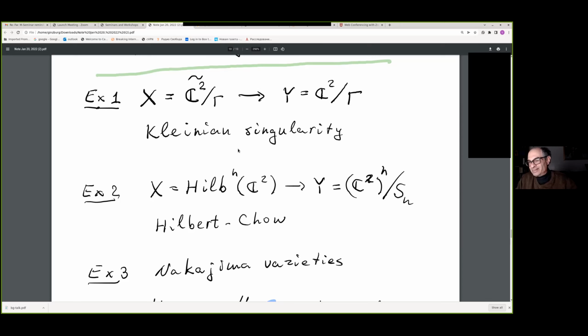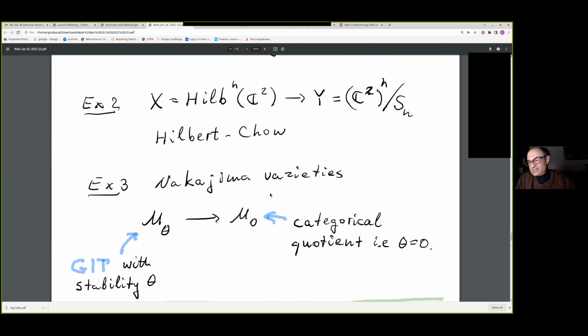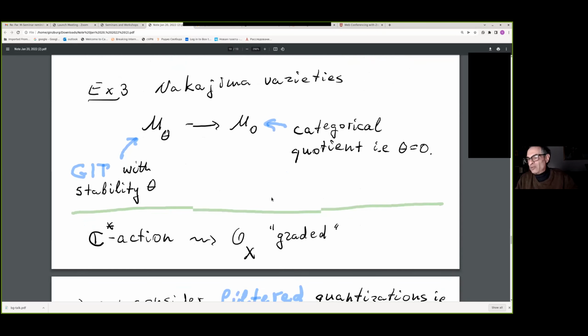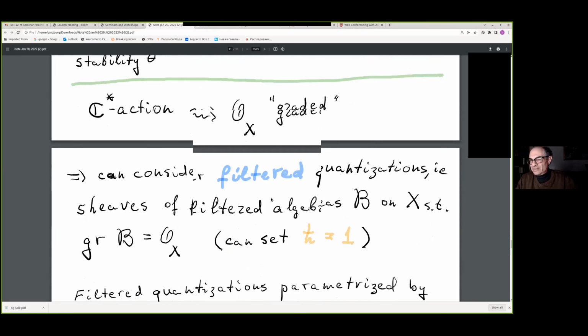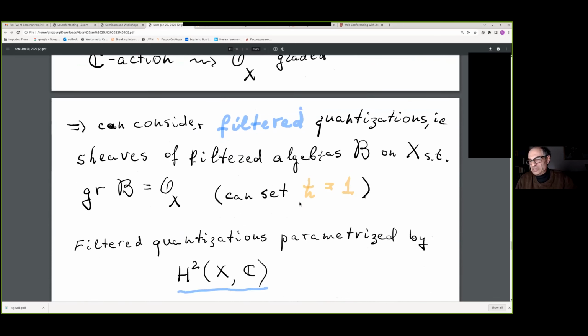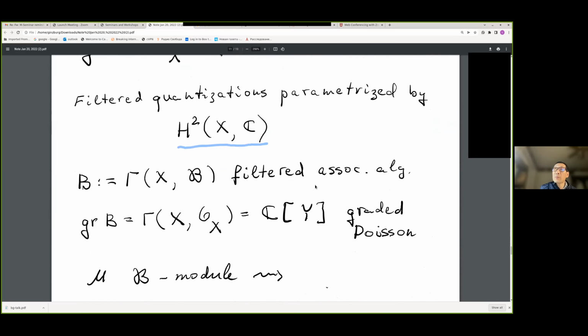In the Nakajima case, it's more complicated. Again, it's known what H2 is, so we know exactly how many algebras B we get, and the question is how to study representations of these algebras, in particular finite dimensional representations. But the zero fiber does not depend on the algebra. The zero fiber is completely geometric, and has nothing to do with the quantization B.